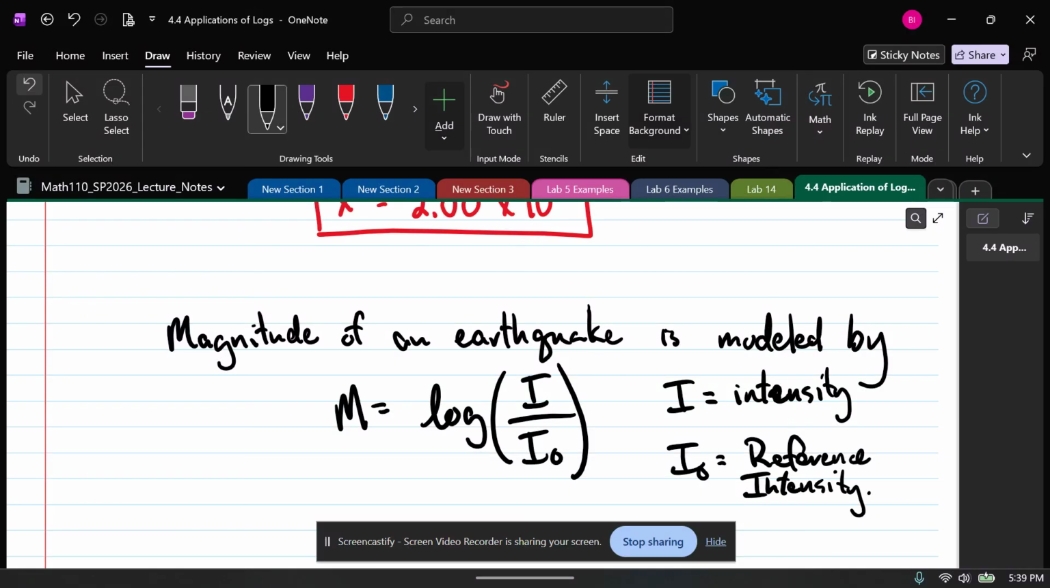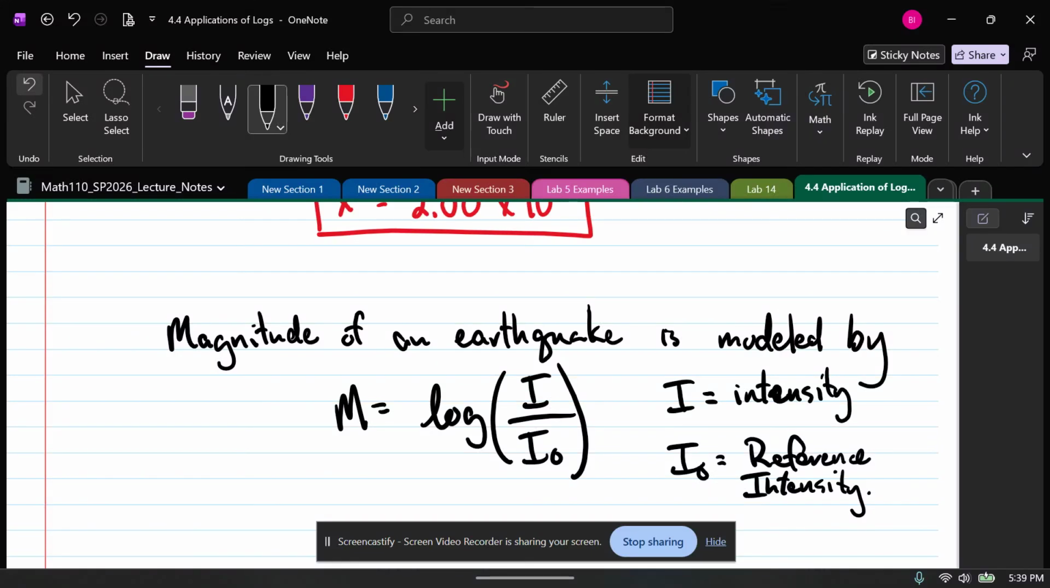So a reference intensity is going to depend on where you're at in the world, okay? For somewhere like West Tennessee, we're going to get a reference based on the New Madrid fault, right? Because that's the one we're closest to. If you're in California, the San Andreas fault is what you're closest to. So you're going to get a different reference intensity there, okay?